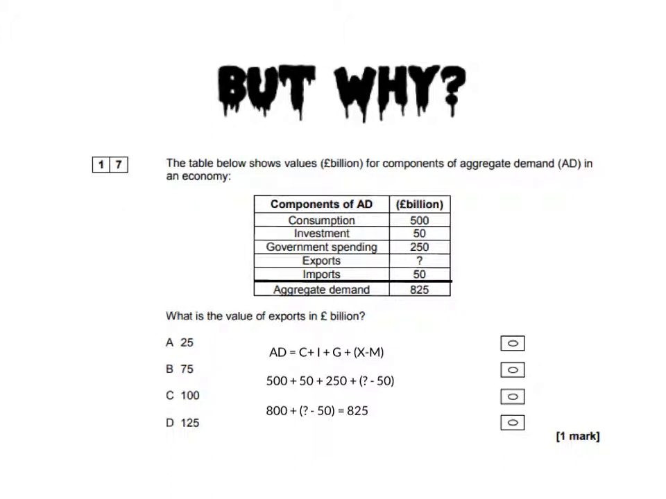So again, 800 plus question mark minus 50 equals 825. So we know whatever is left over from the brackets equals 25. So that gives us the idea that if you add the 25 to the 50, you'd get 75. So it'd be 800 plus open bracket 75 minus 50 close bracket equals 825, meaning that the answer is obviously B, 75.